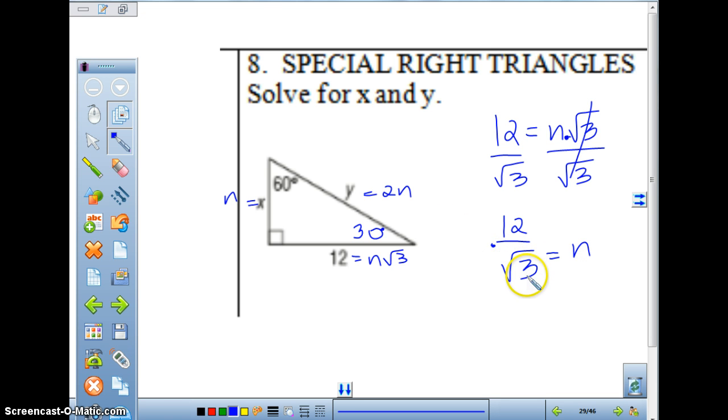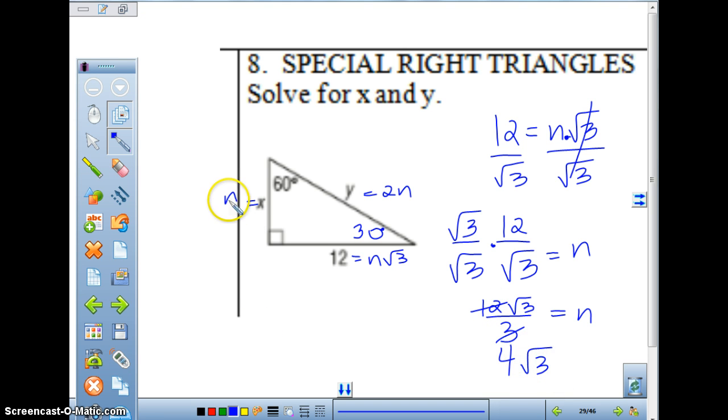Okay? So I again should say to myself, well, I don't like having the square root in the bottom, so I'm going to multiply top and bottom by root 3 to get rid of it. Root 3 times root 3 becomes 3, and then 12 times root 3 I will write like this. The only thing I'm left to clean up is 12 over 3 becomes 4, and so my answer is 4 root 3. So that was n, which is this side right here. So right now I've gotten this side done, so x equals 4 root 3.